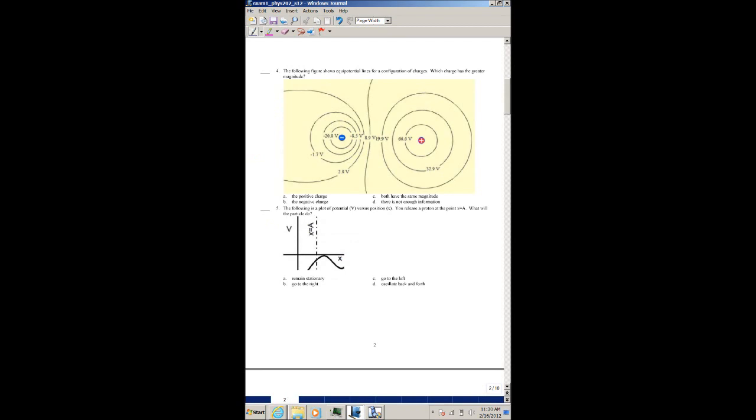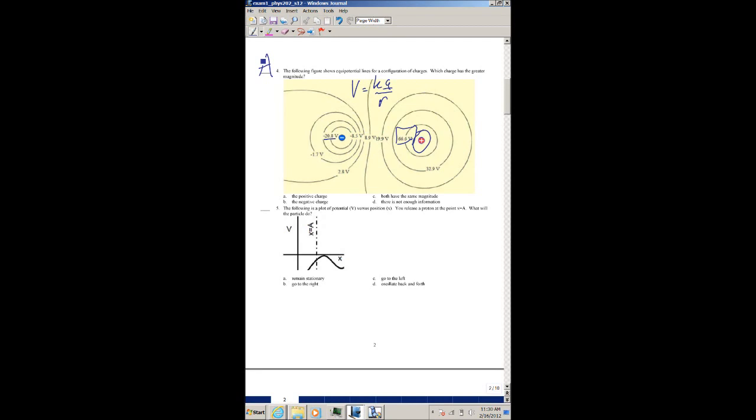The following figure shows equal potential lines for a configuration of charges. Which charge has the greater magnitude? Alright, well I know that V is kQ over R. So the potential that's bigger, see the 66 is bigger, so I have the bigger charge here. So that is the positive charge. That's A.